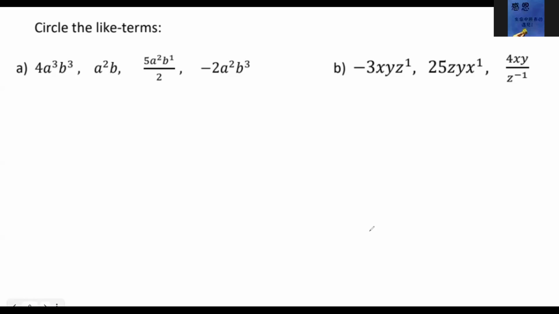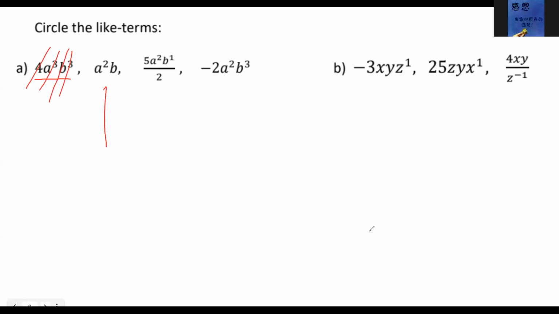Okay, so I'm looking at the first term. I see variables a and b. I have a cubed, b cubed. So I'll look at each of the other terms and see if I have an a cubed, b cubed. I do not. So this does not have a like term.